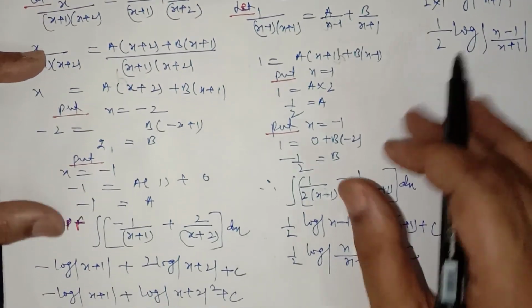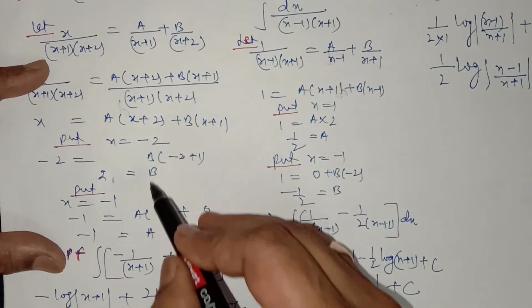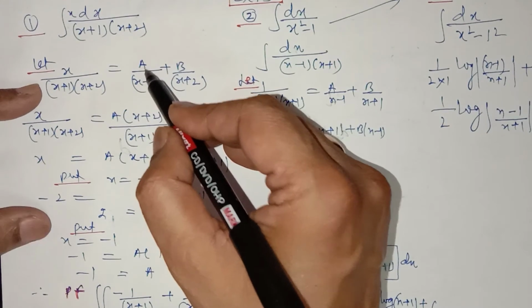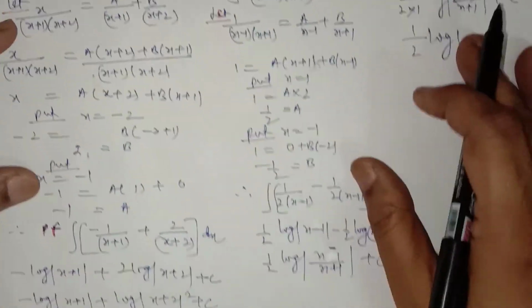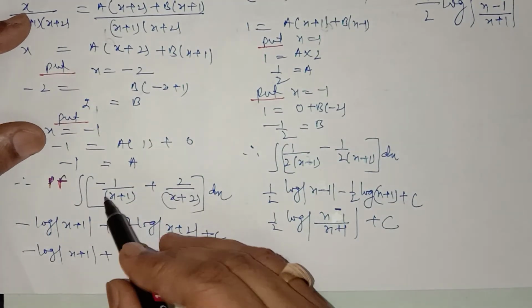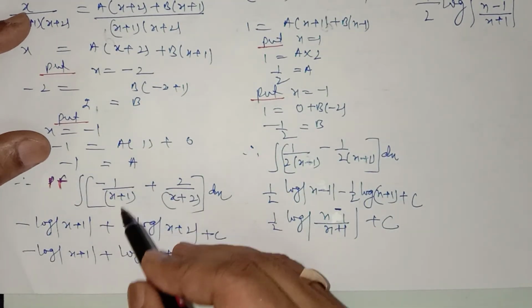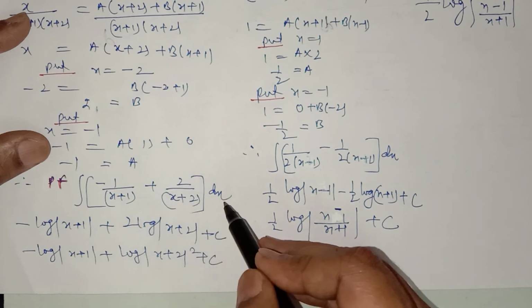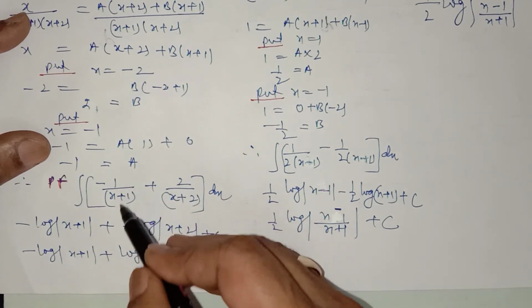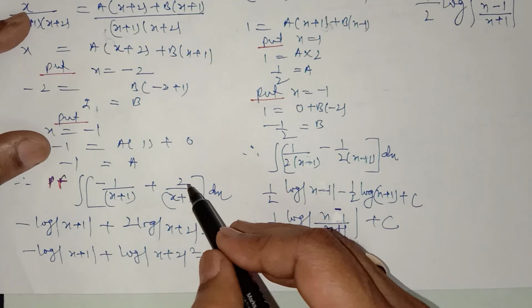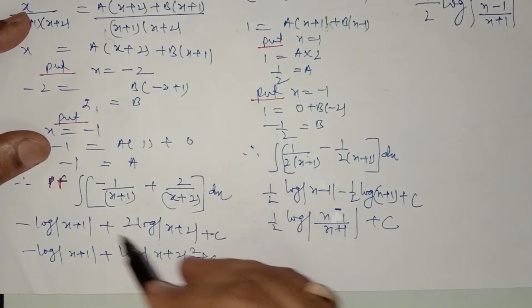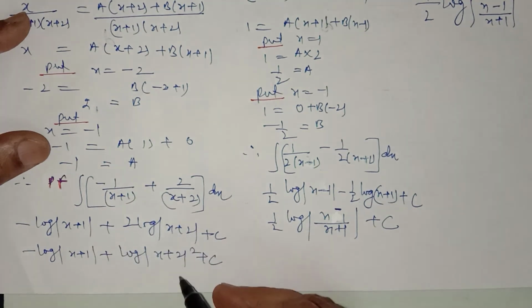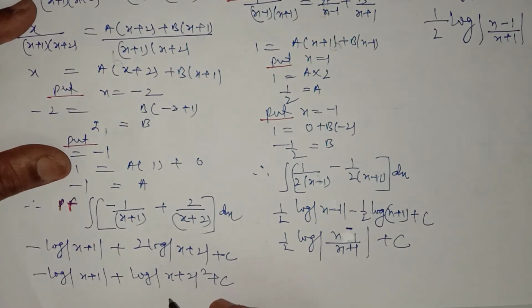Now put the value of a as minus 1 and b as 2 here: minus 1 upon x plus 1 and 2 upon x plus 2, and integrate. Now simply we have the integration of minus 1 upon x plus 1 plus 2 upon x plus 2, and you have to integrate. So this gives minus log of mod x plus 1 plus 2 log of mod x plus 2 plus c. Now you can use the properties of the log in these two terms, or you can leave it here.